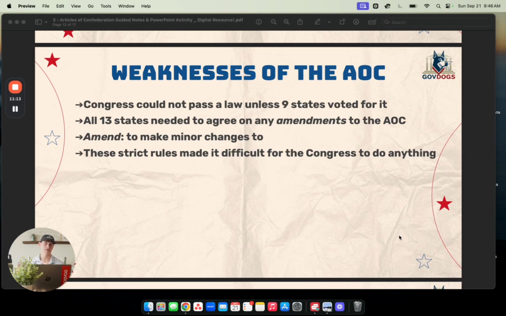And because of this, you almost get a paralysis, or the inability to do anything, under the Articles of Confederation. You needed 9 states to vote in order to pass a law, just a law, okay? And all 13 to agree to any amendments. That's not an efficient way of doing government. Now, the purpose was noble, right? The reason they made it difficult is so that larger states didn't have control over the smaller states, but we're going to get into how they kind of solved that problem a little bit later.